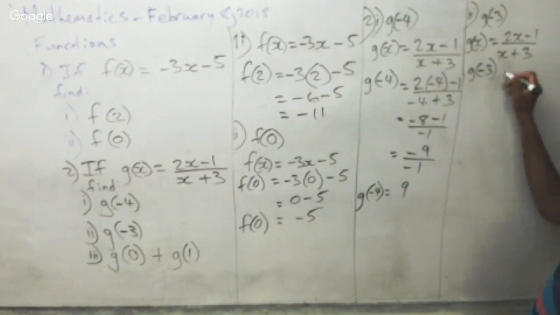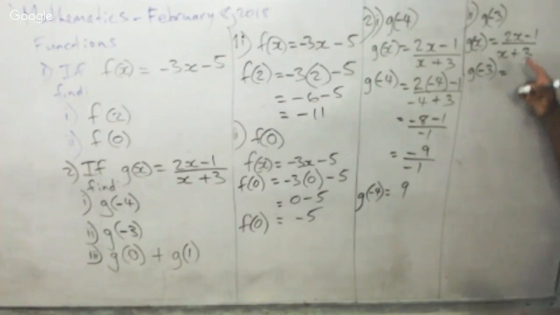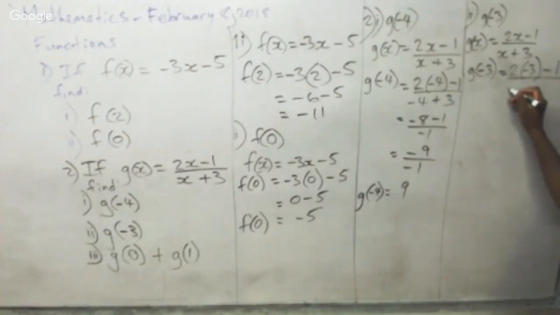That means that now where x is, we're going to put negative 3. Okay, so it's 2 multiplied by negative 3 minus 1 over what? Negative 3 plus 3.